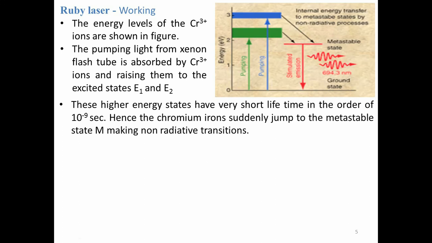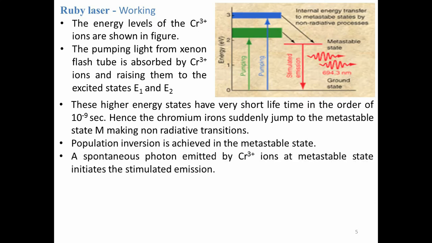Initially, optical pumping is used, so the light flashes from the xenon flash tube and is incident on the ground state chromium ions, and these chromium ions are excited to the levels E1 and E2. But these higher energy states are highly unstable. So the chromium ions make downward transitions to the metastable state. These are non-radiative transitions. And this is the metastable state where the population inversion is achieved.